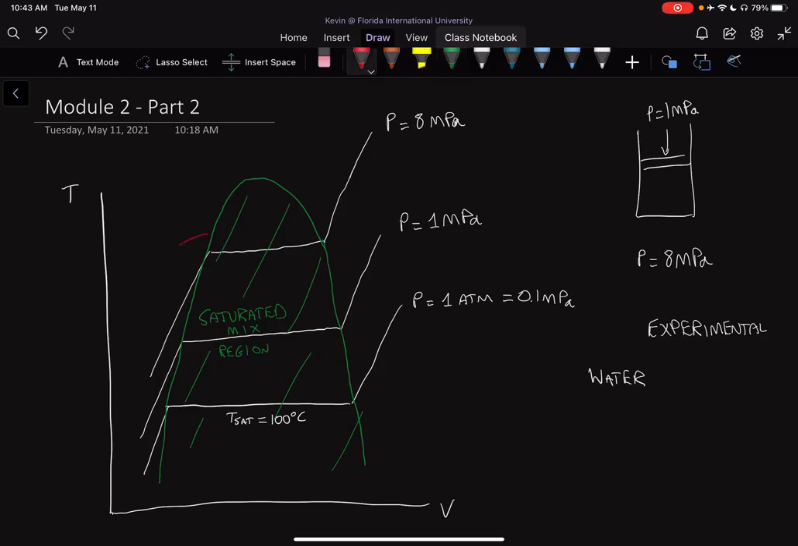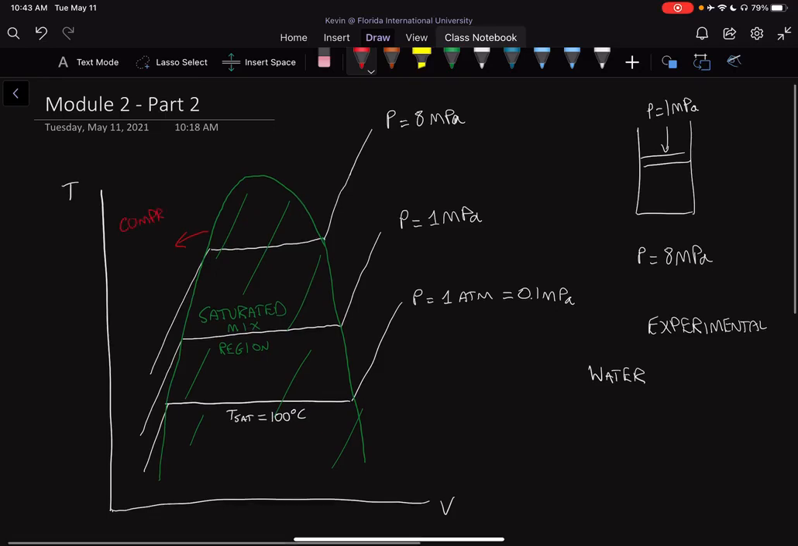On the left of this region, anything on the left of this region, at any pressure we're given, we know that it's going to be below saturation temperature, so the temperature is going to be below. So what region is that? The region here is called the compressed liquid region. Anything to the left of this bound is going to be a compressed liquid. And anything to the right of this bound is going to be the superheated vapor region.